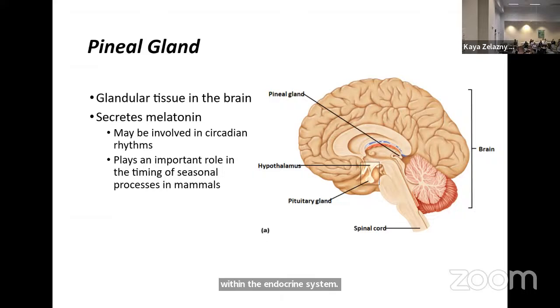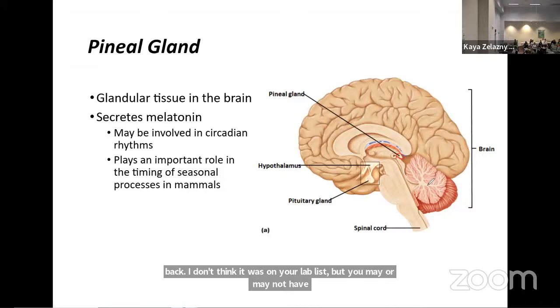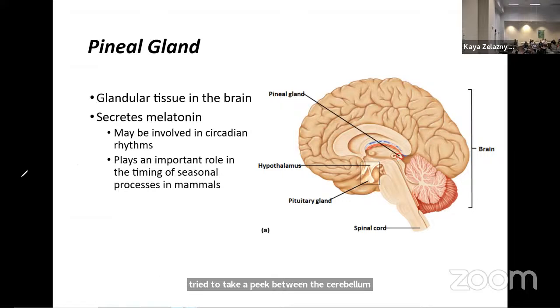So another structure in the brain that we would want to know about related to the endocrine system is the pineal gland. The pineal gland is right here at the back. I don't think it was on your lab list, but you may have tried to take a peek between the cerebellum and cerebrum to sneak a peek at that one right there. So this is some glandular tissue directly in the brain. It secretes the hormone melatonin.